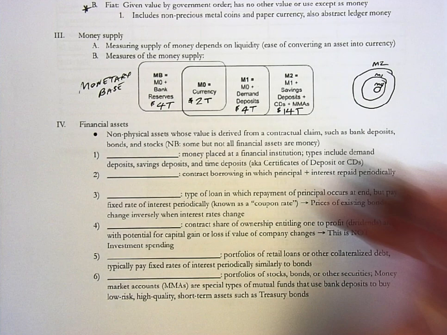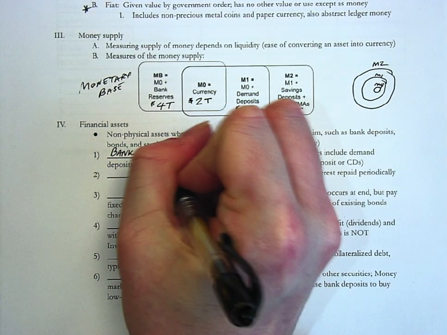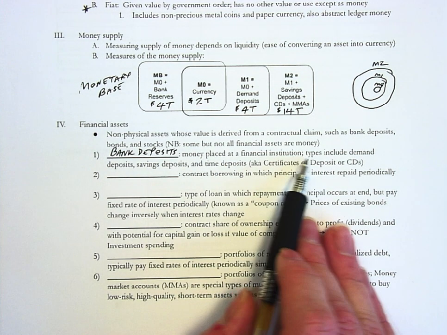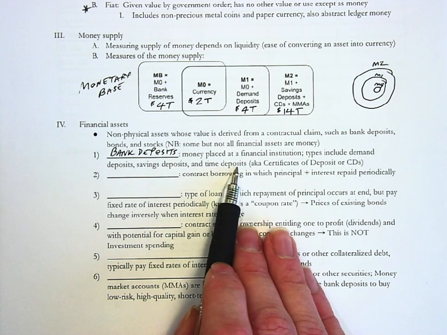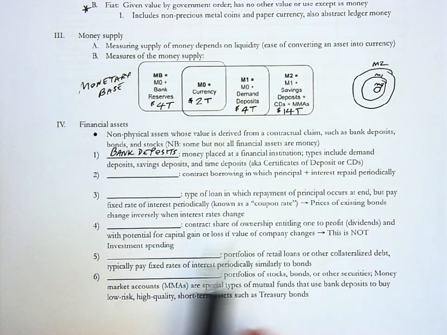So the very first one we'll just call bank deposits. And bank deposits are money. Bank deposits are money, and they're placed at financial institutions. These types are demand deposits, savings accounts, time deposits. So time deposits is another fancy way of saying a certificate of deposit. So that would be like something up here.